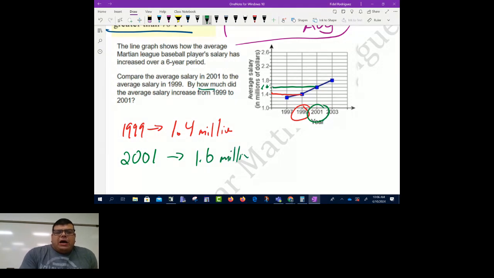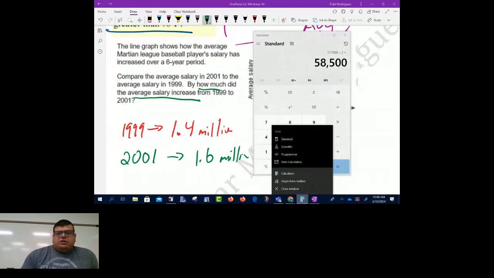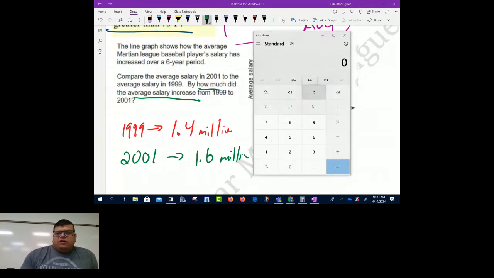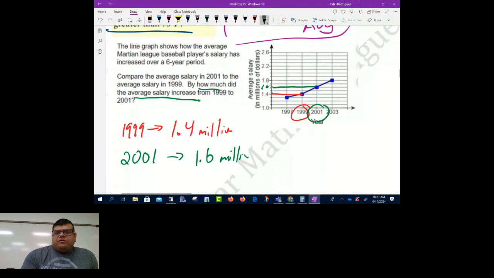And we want to know how much did it increase, right? How much did it go up by? We're just going to take our calculator and we're going to say, what's 1.6 minus 1.4? And it went up by 0.2. Okay, so y'all, when we say it's going up by 0.2, that's $0.2 million, right?